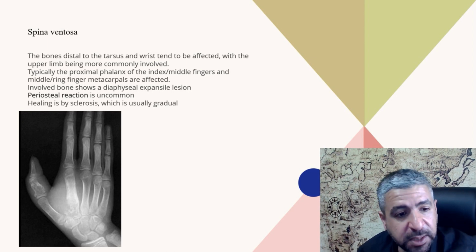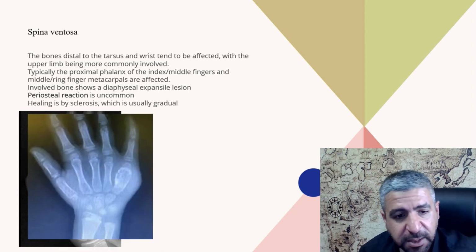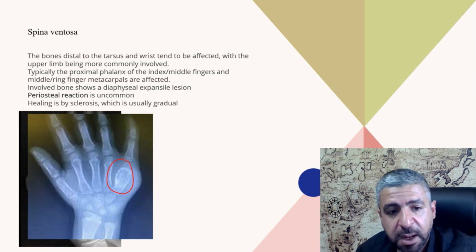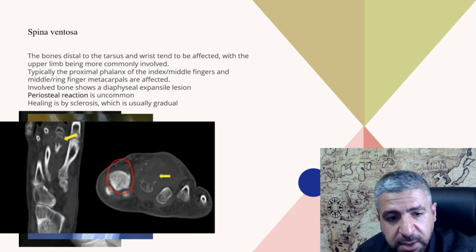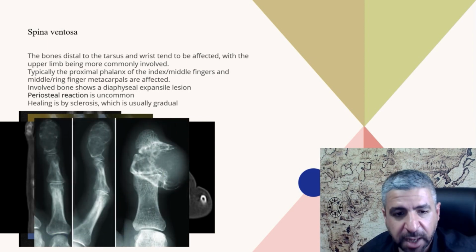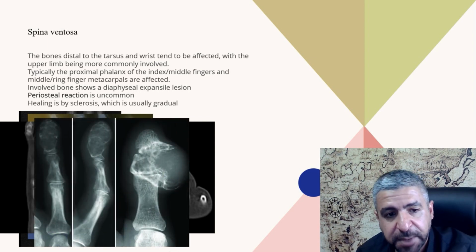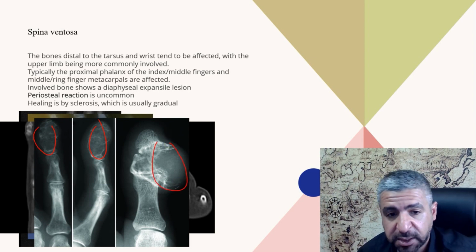For example, you can see here there is a destruction of this bone here and this bone here, and this was a case of spina ventosa or TB dactylitis. Another example, you can see the metacarpal bone is involved by spina ventosa, and you can see here also in the CT scan the bone is destroyed, which was a case of TB dactylitis or spina ventosa. It can take this appearance also, a little bit of an aggressive pattern of bone involvement and extension into the adjacent soft tissues.